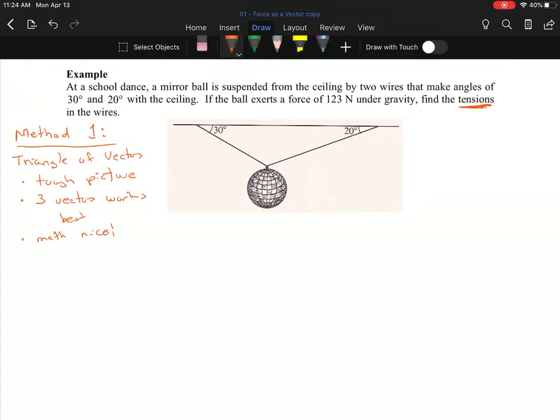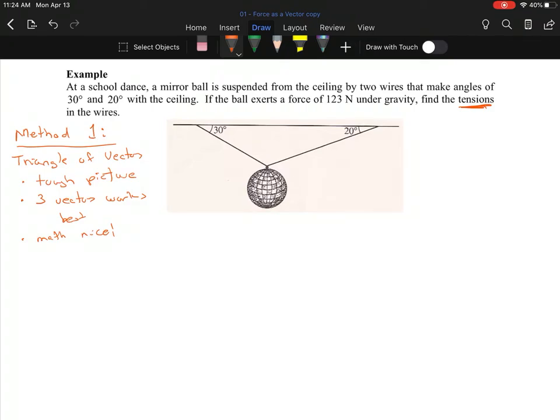It says find the tensions in the wires. We want to know how hard these wires are being pulled on. Because if we're going to hang this disco ball, we don't want either of our wires to break. And so we want to know how much tension is in each wire. And then we can test out our wire and know, okay, it can handle that much tension. Then we can hang this thing and feel safe that it's not going to break. So, tensions in the wires.